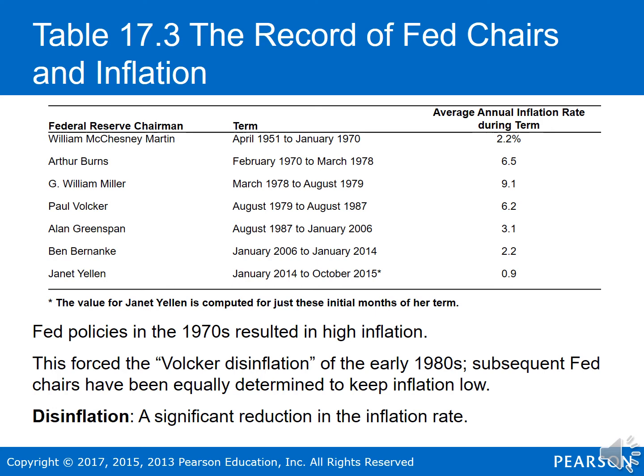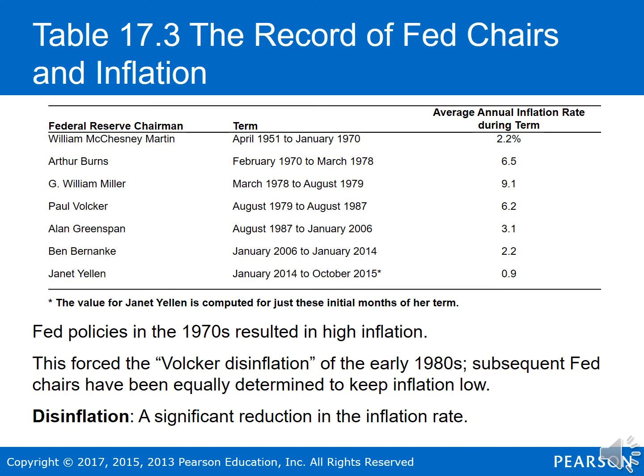Greenspan was followed by Ben Bernanke, whose average rate of inflation was 2.2%, so his was much lower, although much of his term coincided with the financial crisis and its recovery, so of course the inflation rate is going to be low. And finally, Janet Yellen. The average inflation rate during her term, the textbook has 0.09. It was higher. It was like 1.5%, I believe, a little bit higher throughout the entirety of her term. Again, this is because of the recovery from the financial crisis, we've had low inflation since then.